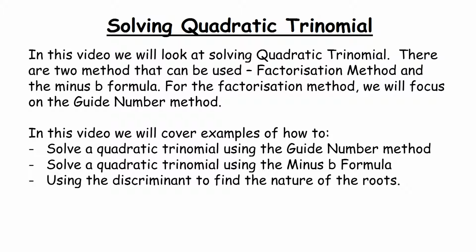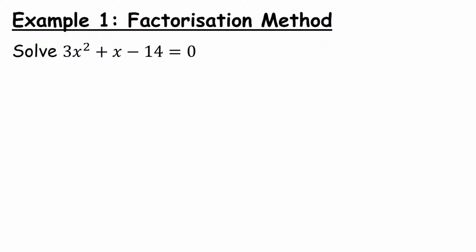So I just have a little piece about the discriminant to do, and then I'll do one example. So this video hopefully will be a little bit shorter than the others. So let's go straight into it. So here's our first example. The question is simply: solve 3x squared plus x minus 14 equals 0.